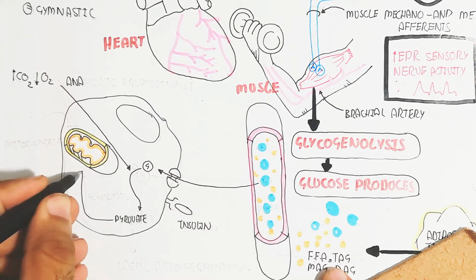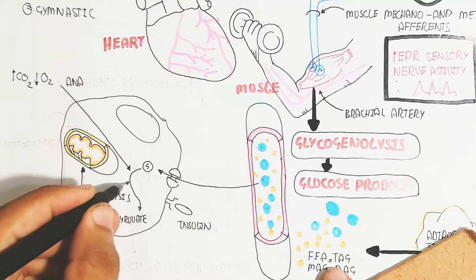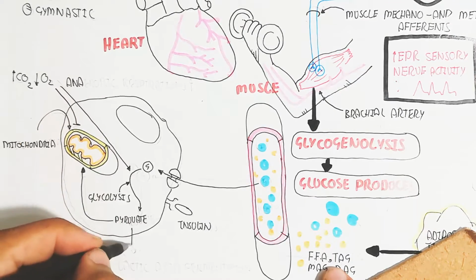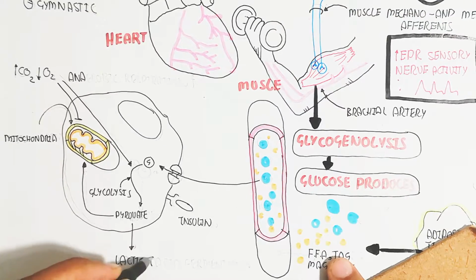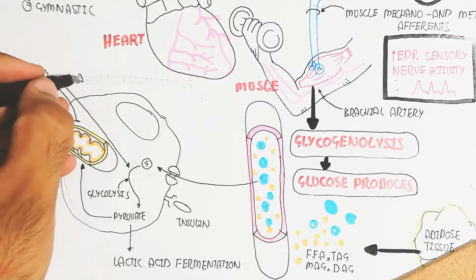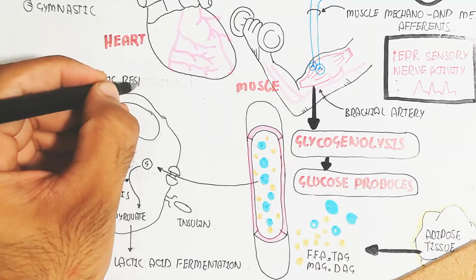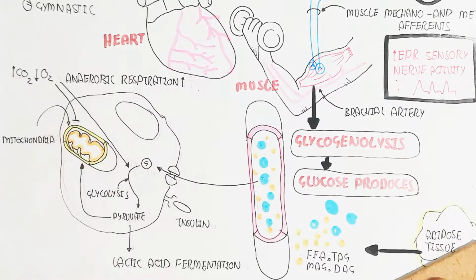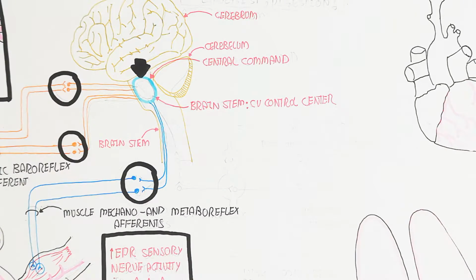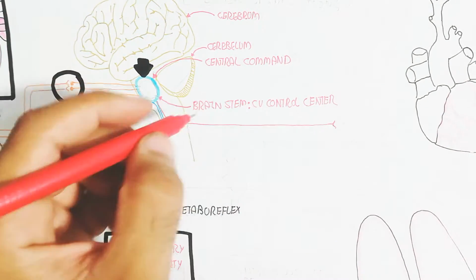In glycolysis, pyruvate goes into the mitochondria. If oxygen is less and carbon dioxide is more, it will not go into the mitochondria, and anaerobic respiration will lead to lactic acid fermentation, which can cause lactic acidosis. Anaerobic respiration increases, for example, when the oxygen level is low.